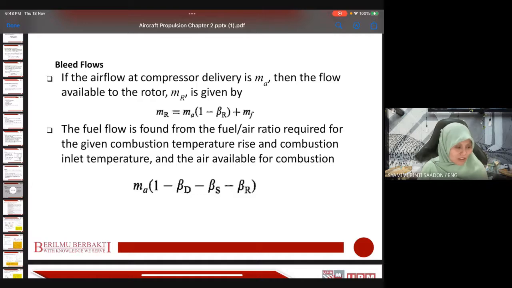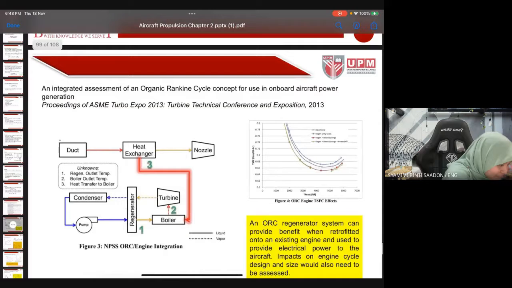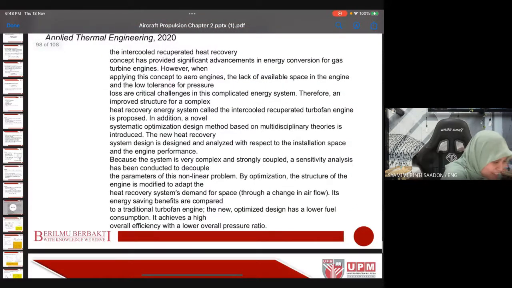Okay, and then before this, this slide is an error, I'll cut it later.